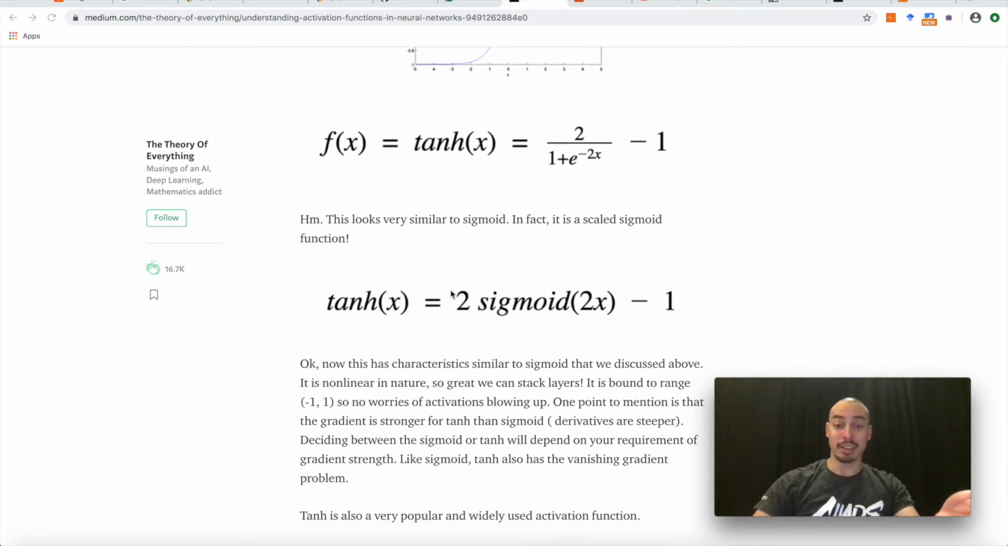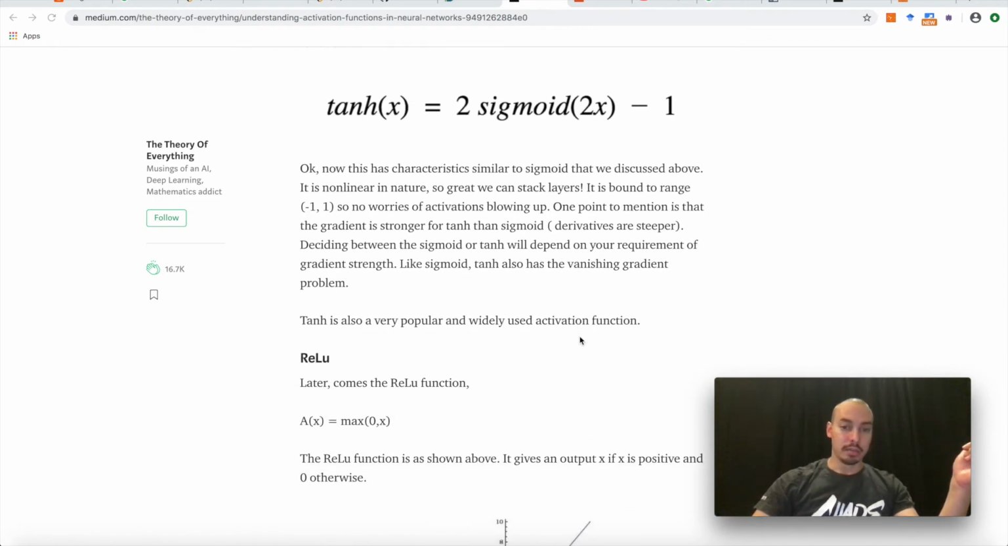And exactly as we're seeing it here, it's like a scaling factor, 2 times the original sigmoid, -1. So we scale it now and have a range from +1 to -1. And x is also scaled times 2. Same problems will arise. It's still nonlinear, but again, vanishing gradients will be a problem here too.